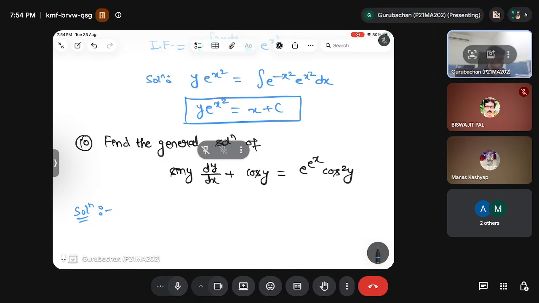So if you divide this whole equation by cos square y, what will you get? Sir, can I say sec y into e to the power x is equal to e to the power x plus c? Yes, e to the power x sec y is equal to e to the power x plus c, constant.